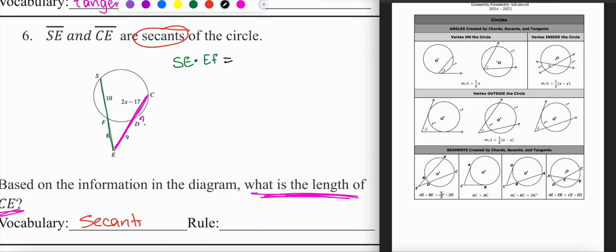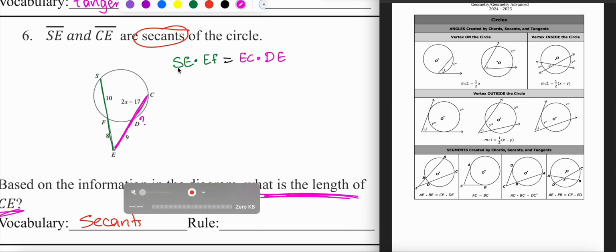Now it says CE. So if you look right here, the CE represents the whole line on the other one. So we're going to go over here. This would be our whole line, which is EC. And then it says multiply DE. So DE, if you look right here, DE would be part of that one, the part that is outside. So if I go back here, my DE in this case would be right here, which is DE.